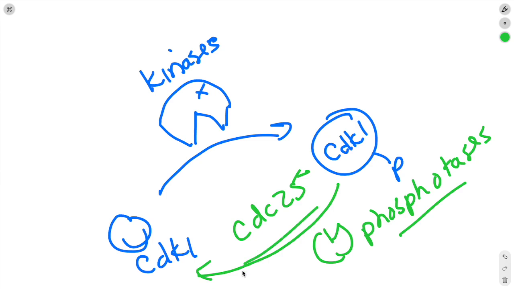And it's the one that removes it. And so that's who's really controlling the entry into M phase. And we'll see that CDC25 gets turned off when there's DNA damage. So we're looking at a very simple little switch system.